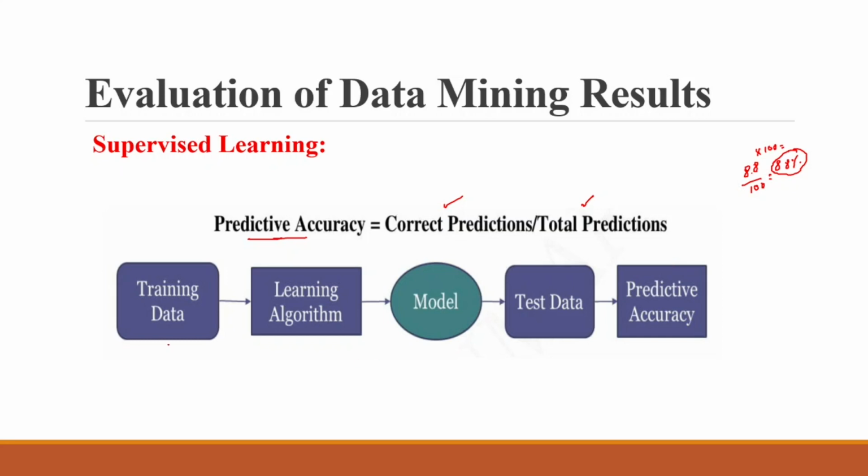So this is the normal flow of approaches in evaluating the data mining task, supervised learning. What I have is training data, and I pass it to the learning algorithm, based on which I'll be able to design a model, and this model will continuously learn by itself. Then I pass the test data onto this model, and it will be able to perform the data mining task. The model is evaluated by using this formula, predictive accuracy, which is the correct predictions divided by the total predictions.